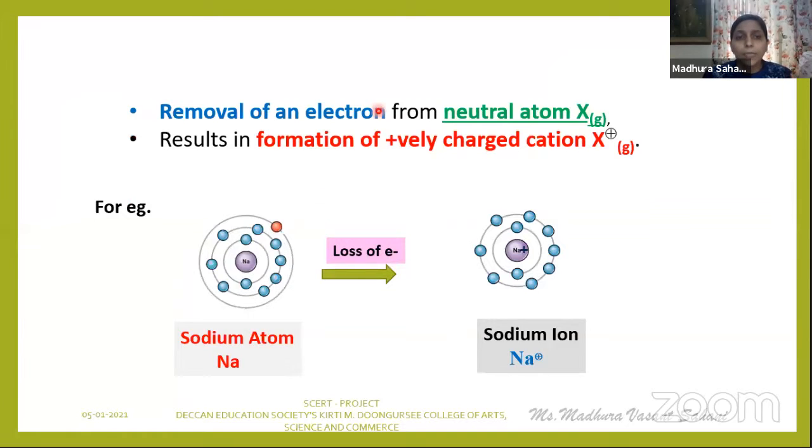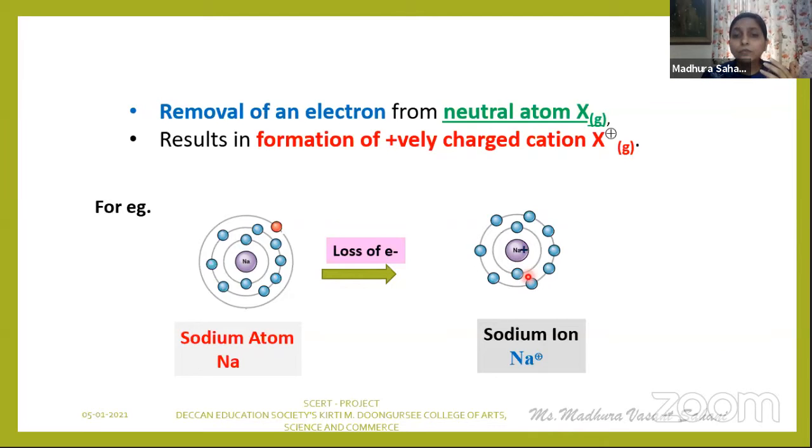Now see here. First of all, you know that when there is a removal of an electron from the neutral atom, it results in the formation of a cation. See here, removal of an electron from the neutral gaseous atom. Here X is the neutral atom which is in the gaseous state. When the electron is removed, it results in the formation of a positively charged species, and that is nothing but the cation. So here we have taken the example of the sodium atom, a simple example we have seen in the earlier part also. When the sodium atom loses this one valence electron, it results in the formation of this positively charged species, the cation.